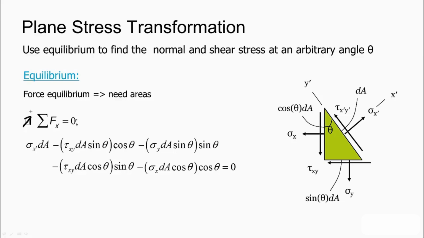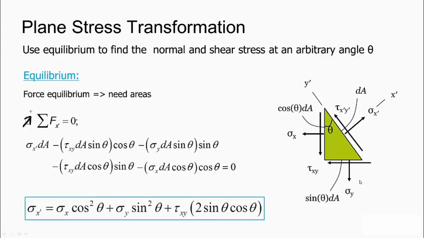Now we can see right away nicely that our areas, dA's, cancel out. So although we had to have the relative differences of them, the absolute magnitude of them doesn't actually matter. So if we cancel those out, rearrange and solve, we can actually get this formula for sigma x prime.